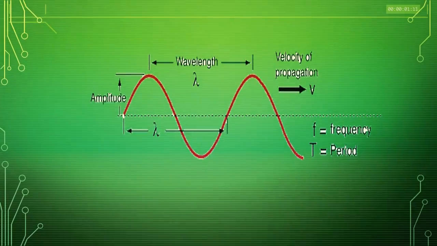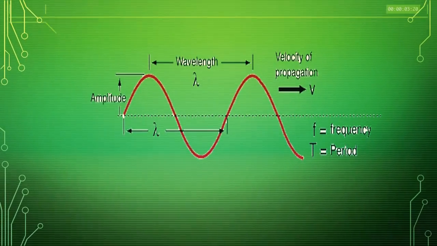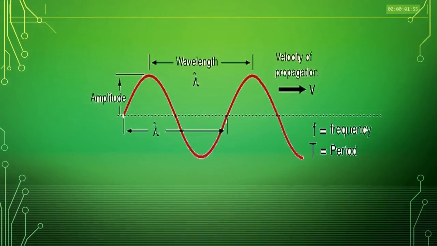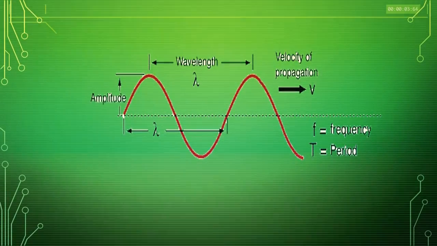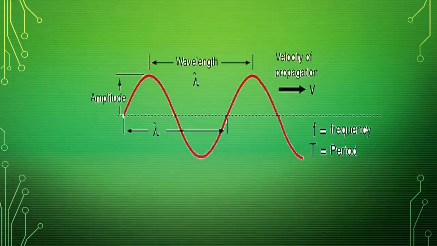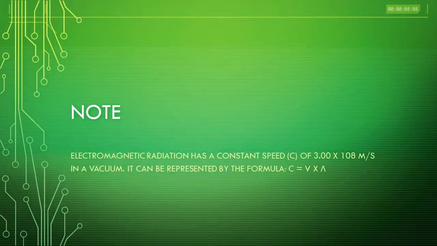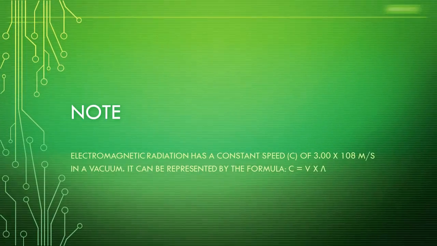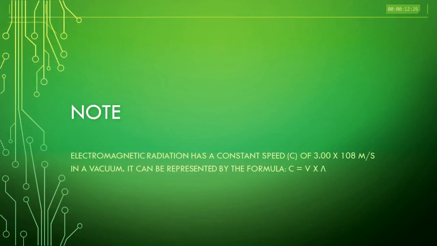The wave properties of electromagnetic radiation are frequency, wavelength, amplitude, and speed. Frequency is defined by the letter V, and it is the number of complete waves that pass a given point per second. Wavelength is defined by the Greek letter lambda, and it is the distance between the crest of one wave and the crest of another. Amplitude is the height of the crest of a wave.